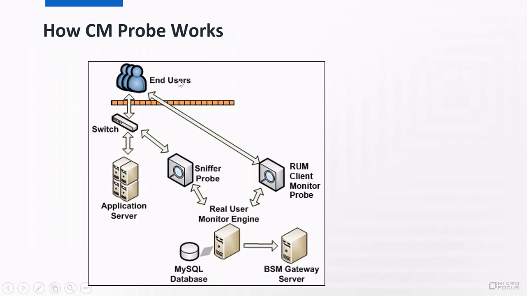Now, how the CM probe works, I just want to touch on this. This is the traditional sniffer probe, the path we discussed in the third slide. With the CM probe, the end user directly talks to the client monitor probe. The client monitor probe will talk to the engine. We have seen that in another diagram, the RUM engine, and from there it works.